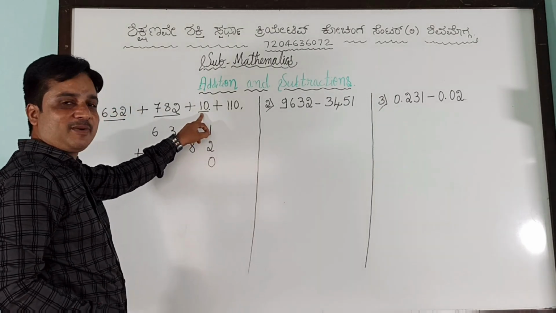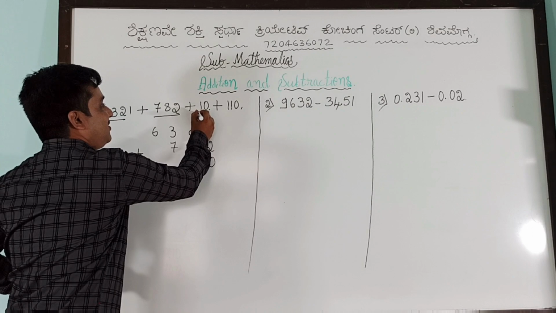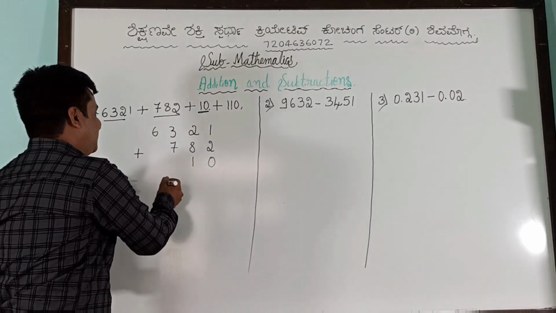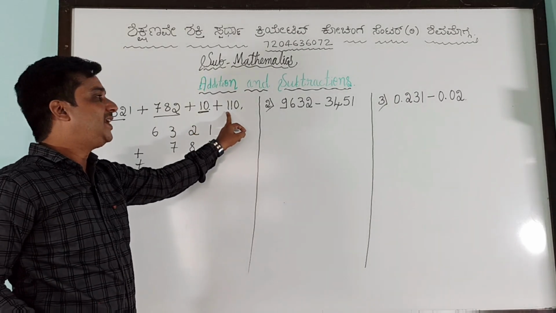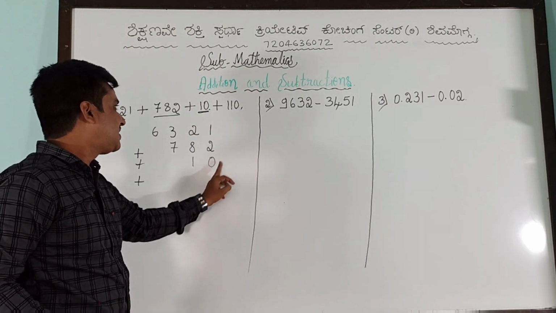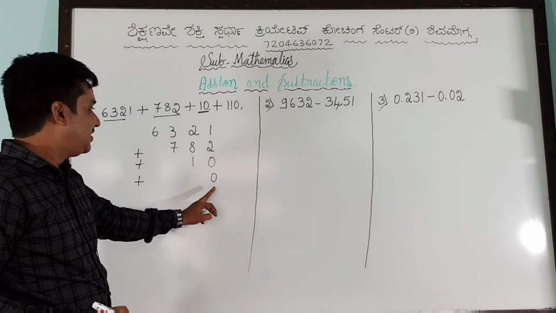In the tens place, what number is there? 1 is there. Let's write it in the tens place. Next, here we see 10 is there. In the ones place, let's write the 0 that is there. In the ones place, let's write 0.